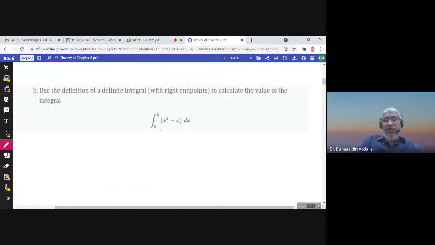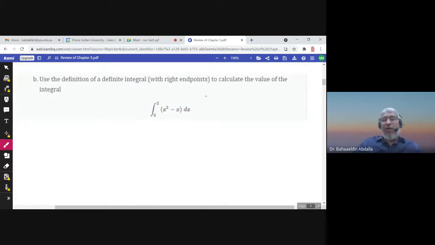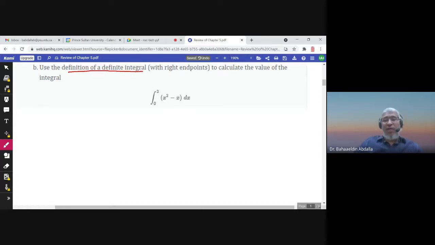Use the definition of a definite integral with right endpoints to calculate the value of this integral. Notice here he's asking about the definition of the definite integral. So we know that the definition of the definite integral is a limit of a sum. So the integral from a to b of f of x dx equals the limit as n goes to infinity of the summation over i from 1 to n of f of x_i delta x.